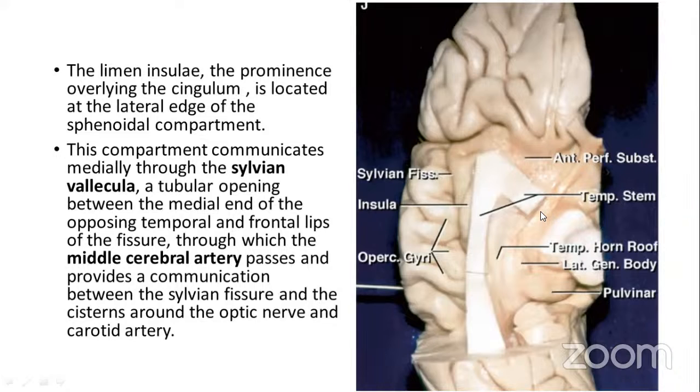The limen insulae, the prominence overlying the claustrum, is located at the lateral edge of the sphenoidal compartment, and in this we have partly resected the insula. So this compartment communicates medially with the Sylvian vallecula opening that basically carries the middle cerebral artery that is passing in between the Sylvian fissure of both the frontal lobes as well as the temporal lobes.